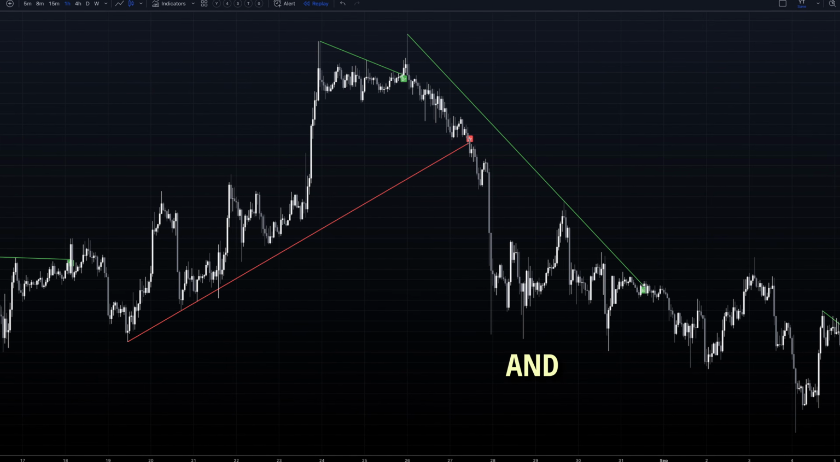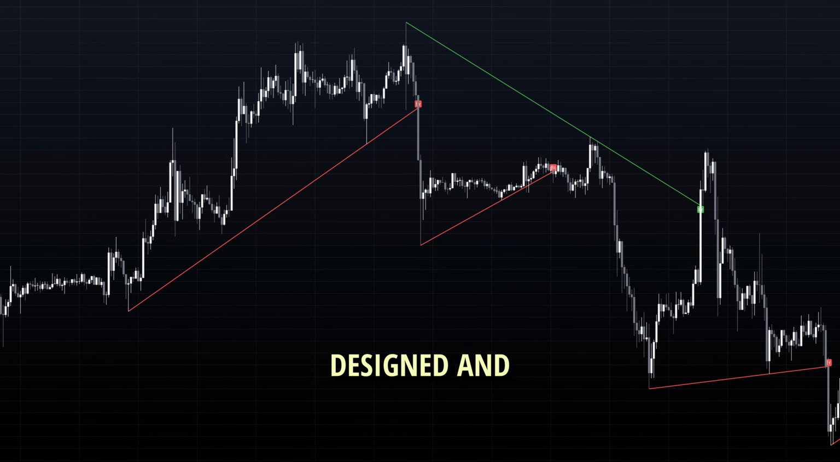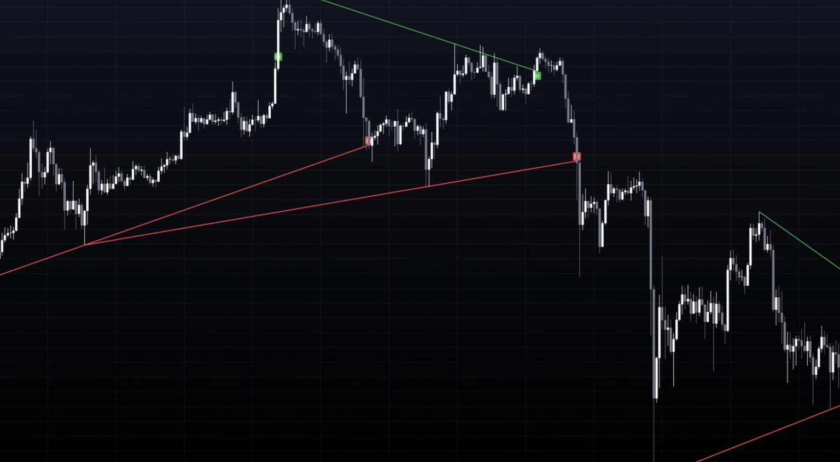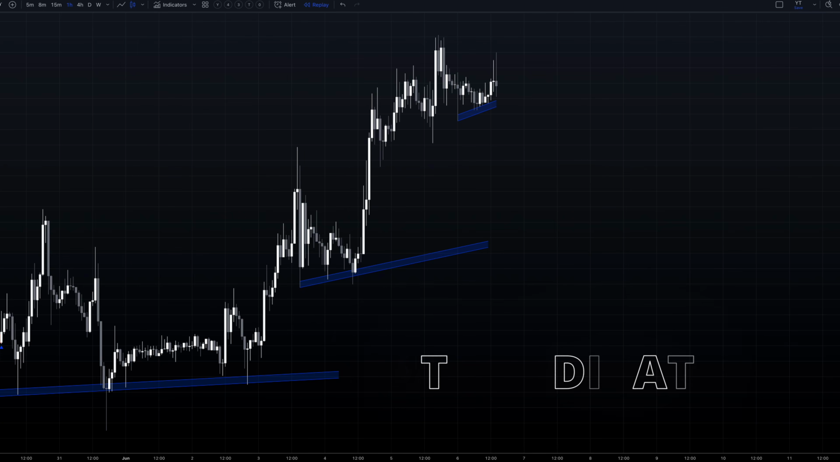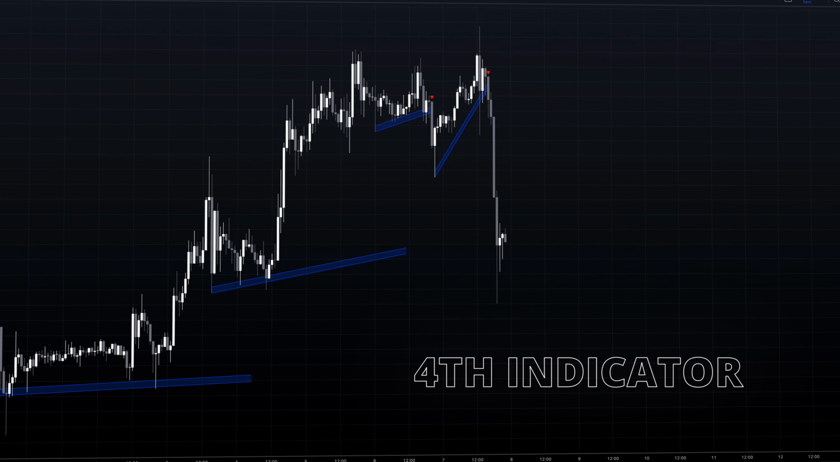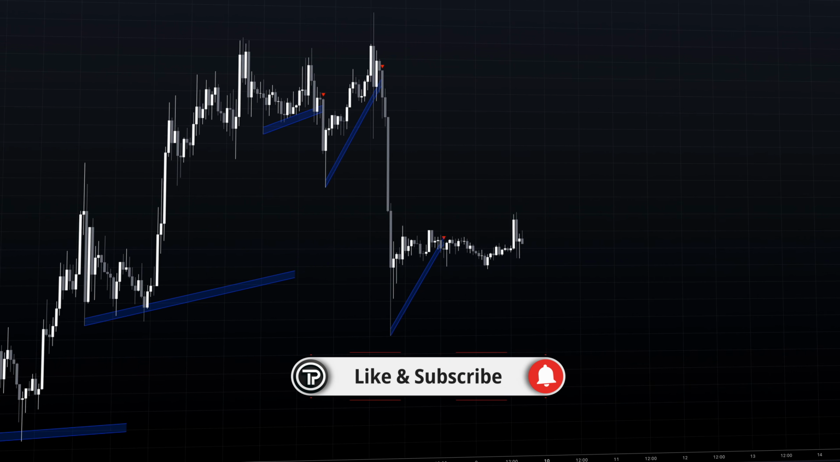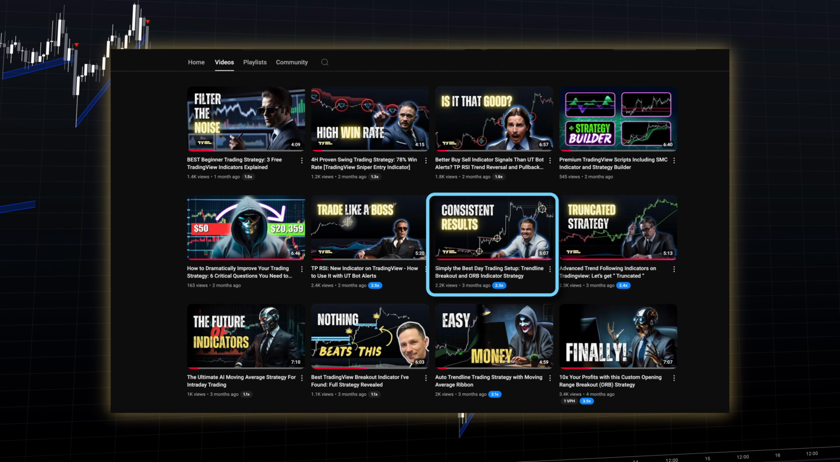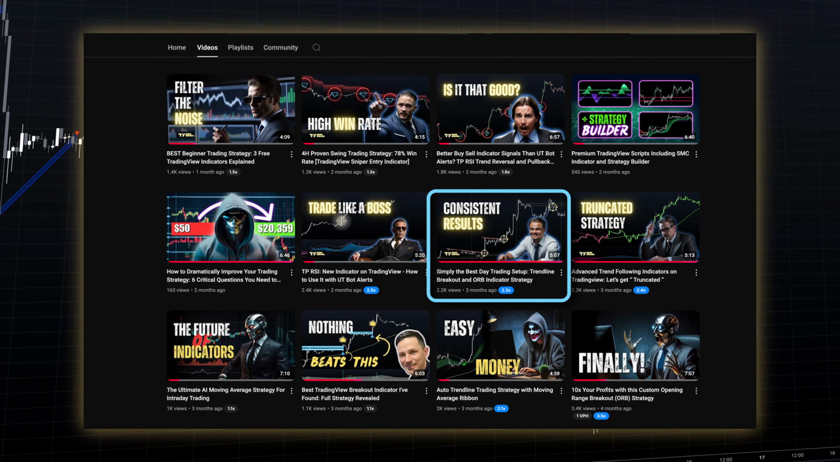Overall, the Pivot Trendlines and Breaks indicator is a thoughtfully designed and robust tool that balances efficiency, simplicity, and functionality. The fourth indicator in our collection is my personal favorite due to its simplicity and padding feature, as well as the signal reliability. I have a complete strategy tutorial on it, and I'll include the link in the description if you're interested.